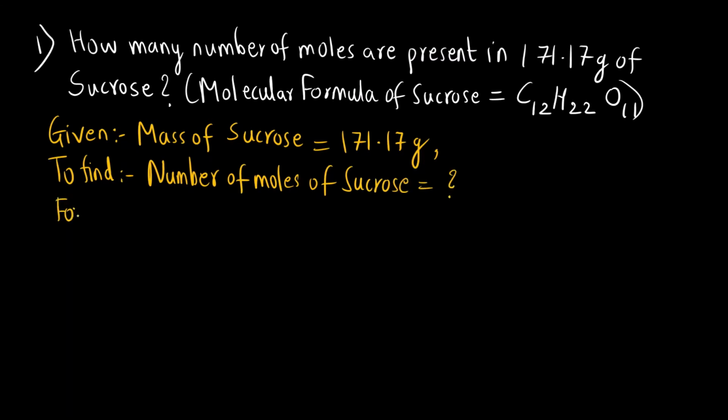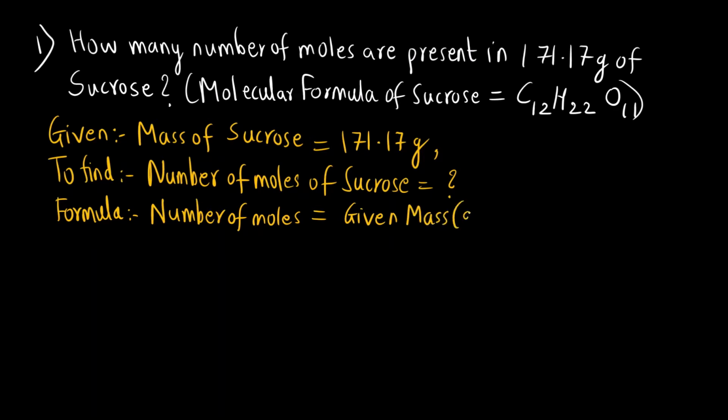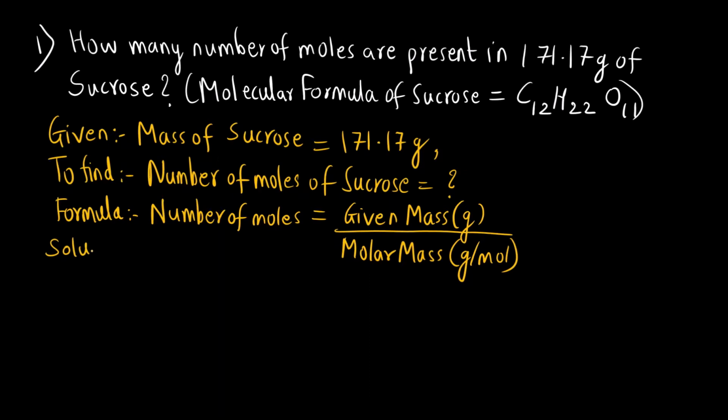Then the next step is to identify the formula that we have to use. So here what formula do we have to use? We saw just now, that is: number of moles is equal to given mass in grams divided by molar mass in grams per mole. So now let us write down the solution.